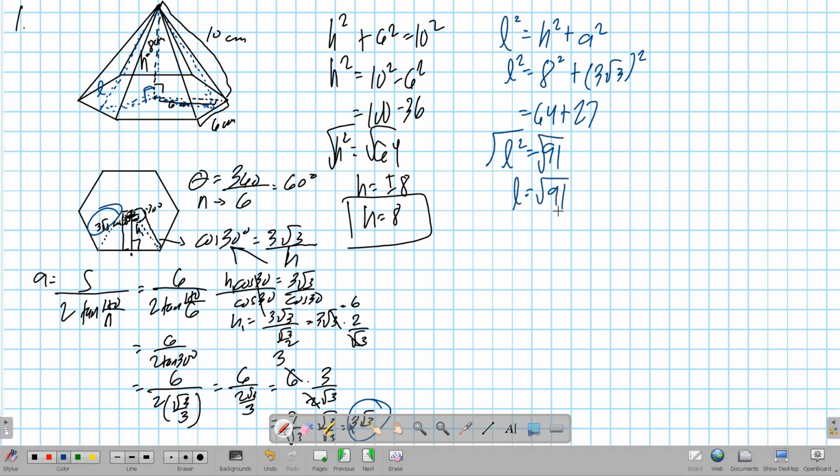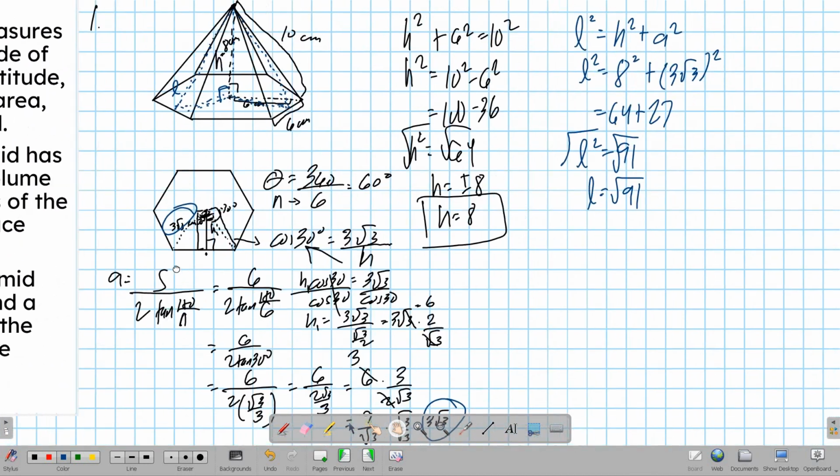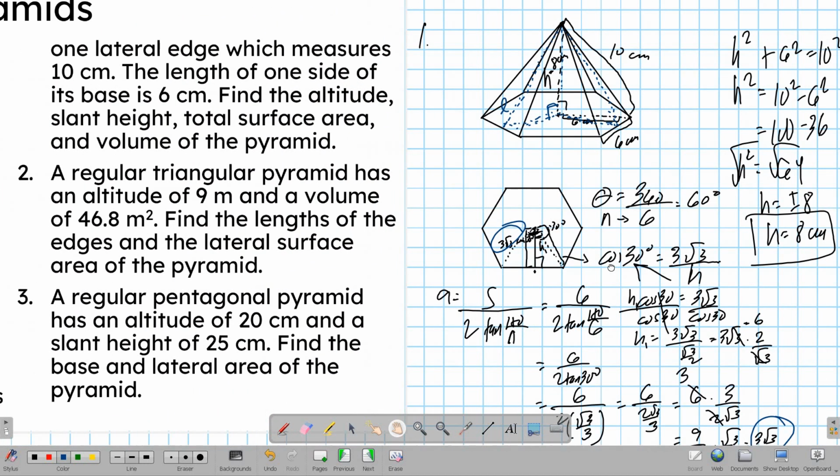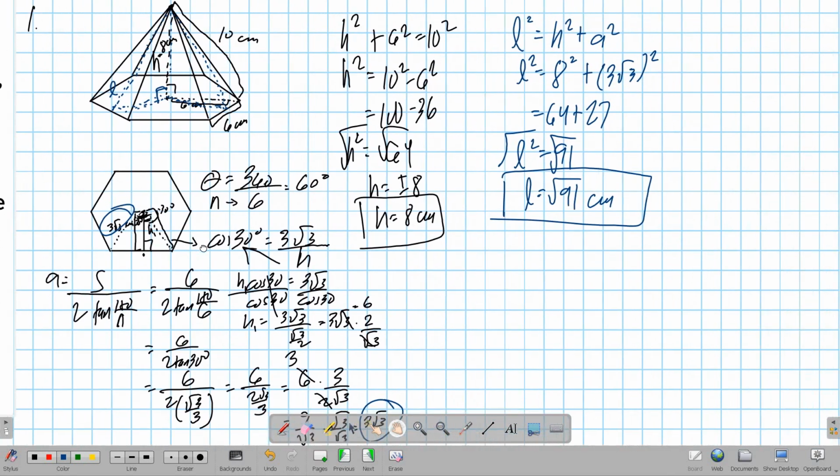We don't get the negative value because we're on mensuration. We forgot, this is centimeters if I am not mistaken. This is centimeters, so we need to place the units. Height is 8 centimeters, slant height is square root of 91 centimeters. Now that we got the altitude and the slant height of our pyramid, we now get the total surface area.